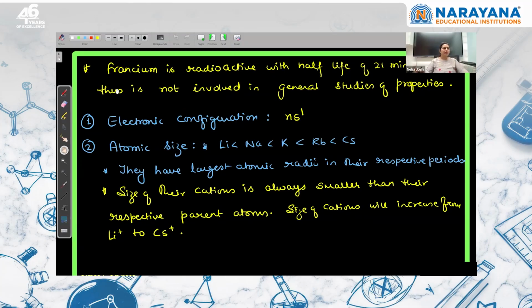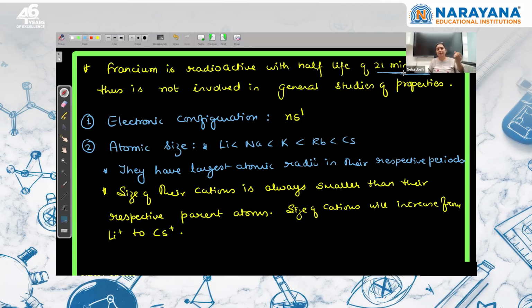Let us come to the important points that could be asked as factual information. Francium is radioactive and its half-life is very small, only 21 minutes. So in general, I cannot have a lot of concentration of francium present today on Earth for general studies. Whenever I comment on the general studies, please exclude francium from it by default. And similarly exclude lithium from first group analysis, and in the second group, beryllium by default.